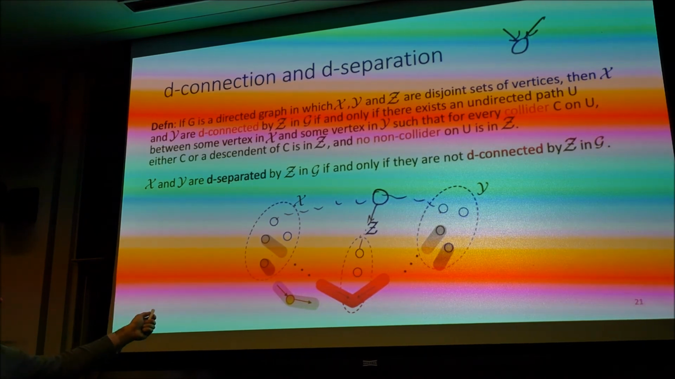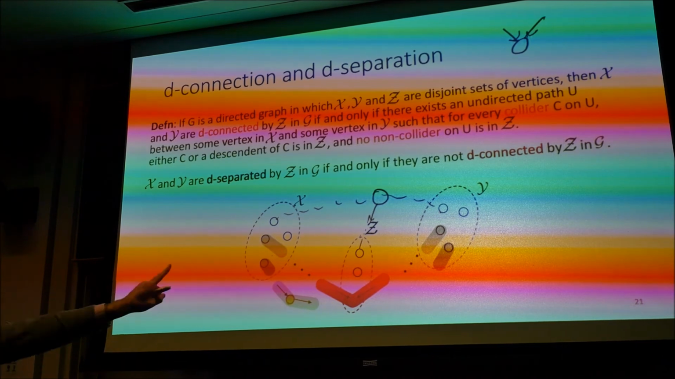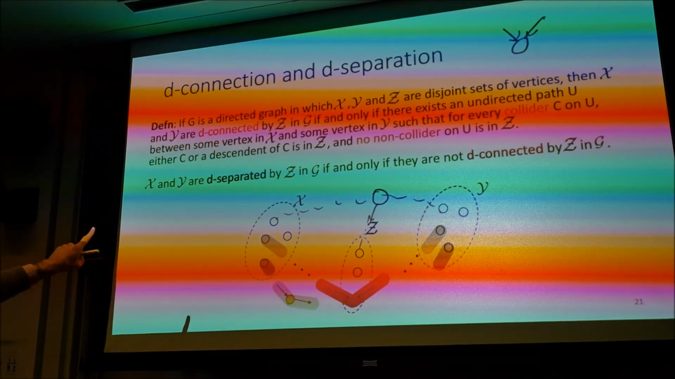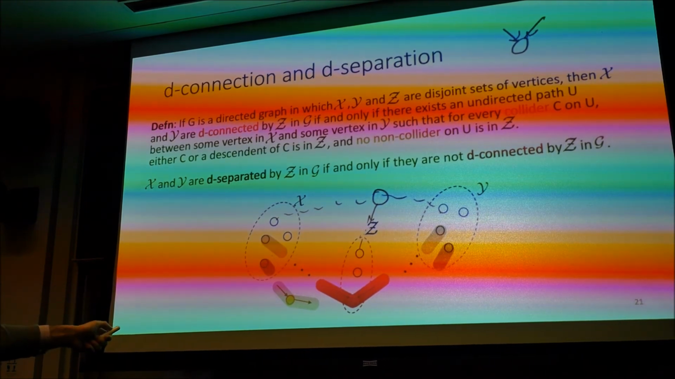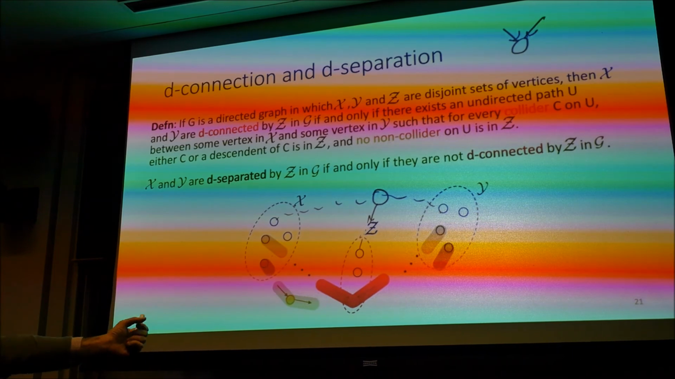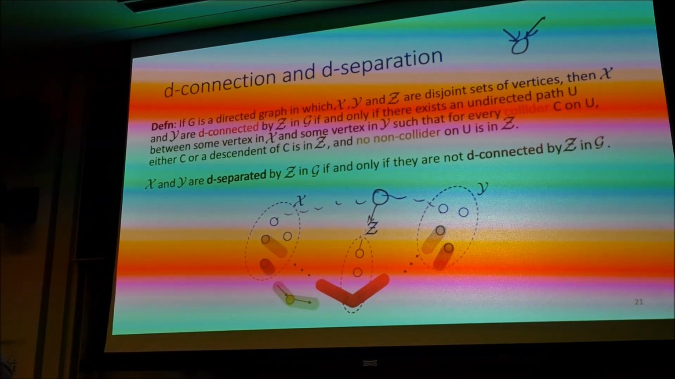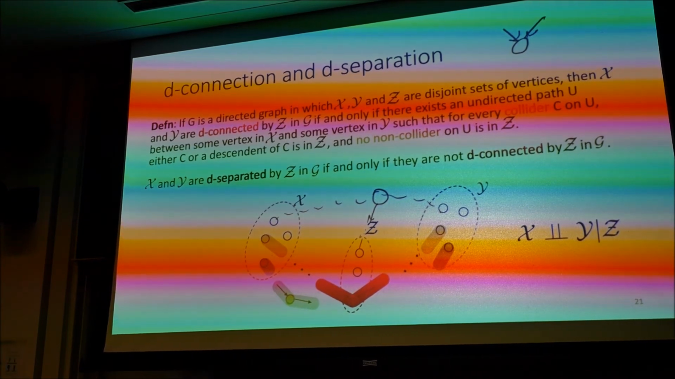So basically, they are d-connected if I can find a path, an undirected path, forget about the arrows, between them, and if there is a collider, it should be either in Z or one of its descendants should be in Z. If you have a case like this, they are d-connected. Otherwise, they are separated, and if they are not d-connected, we say that X and Y are independent conditioned on Z.